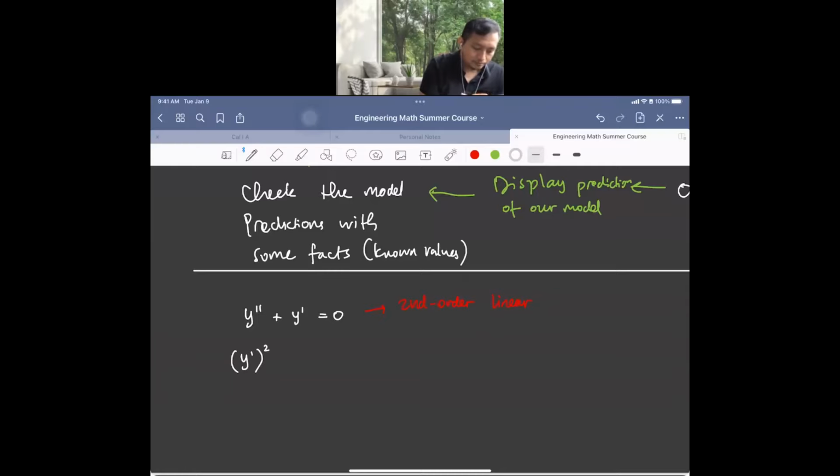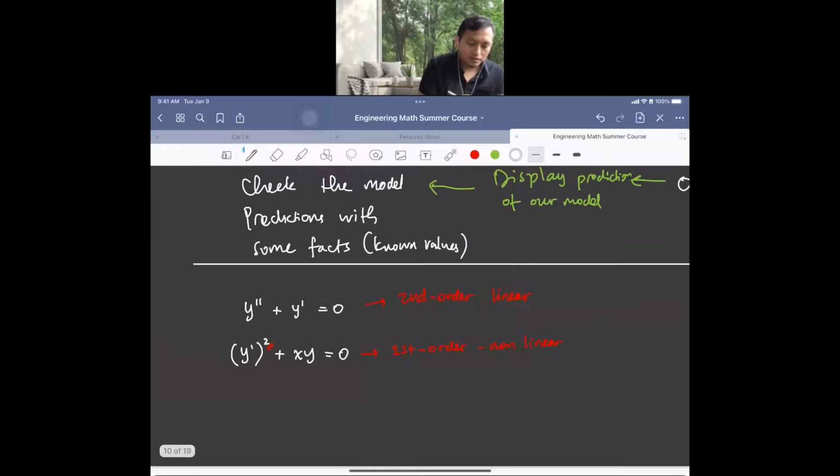But when we have, let's say, y prime with a power of two, and then plus xy equals zero, this is first order but non-linear, because it has this squared here. Okay, another one.